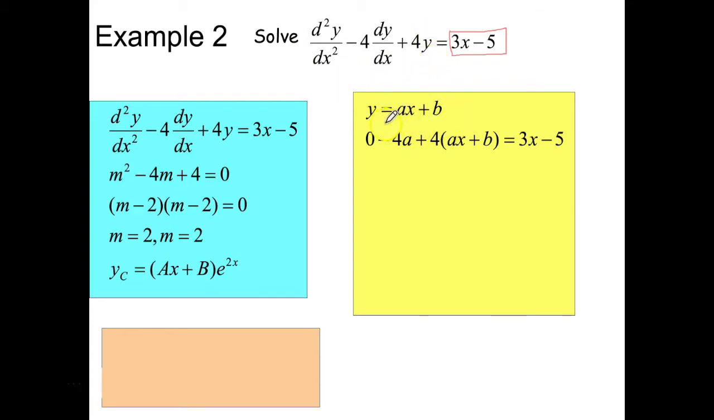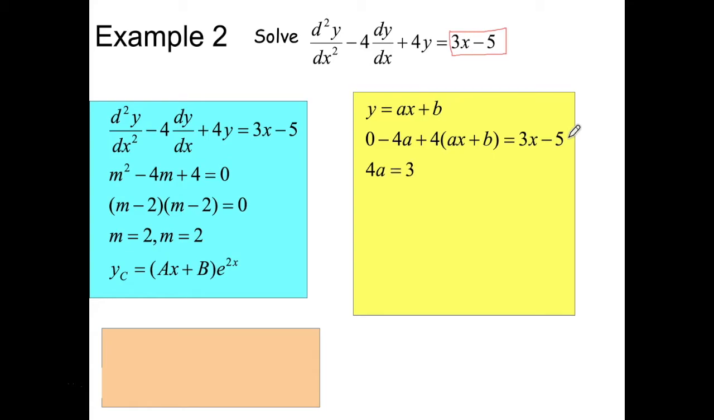And then we differentiate y 2 times and substitute back in this equation. So when you differentiate the first time, you'll get y prime equals a. And you differentiate the second time, you'll get d squared y on dx squared equals 0. So this will be 0 minus 4a plus 4 times y equals that.